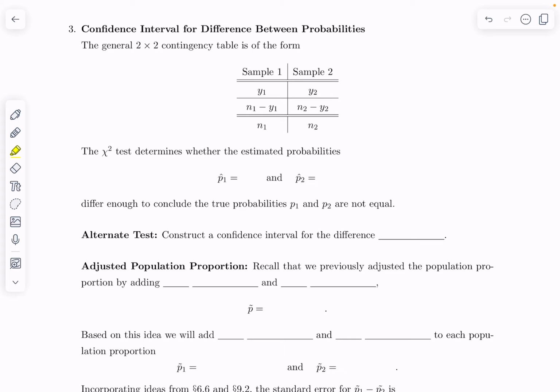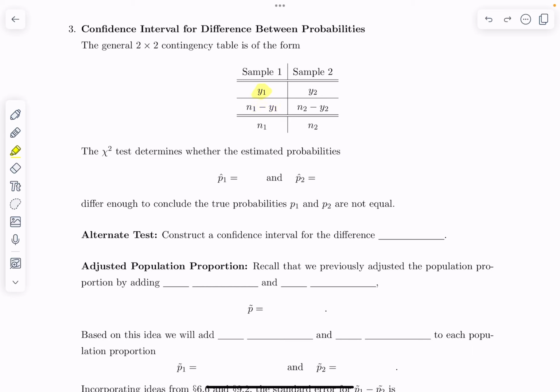sample 2. Okay, y1 will be the number of individuals that have a particular trait, and then n1 minus y1 is going to be the number of individuals that do not have that trait. So we have a dichotomous population for sample 1. The total number of individuals in sample 1 would then be n1.